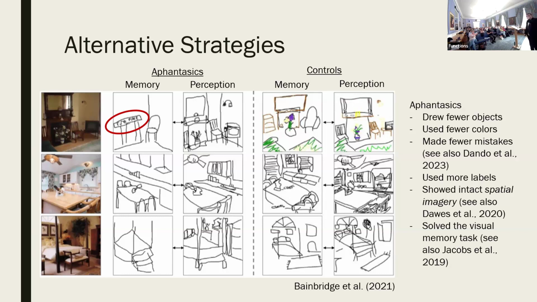And sorry, yeah, is it just in the memory picture that they use fewer objects and stuff, or also in the perception picture? That's a very good question. I mean, because I'm trying to argue here for visual memory tasks, I was mostly looking at the memory condition. I would have to look into the perception as well.